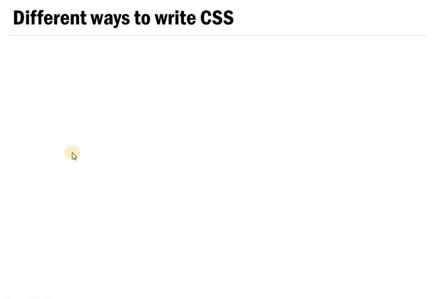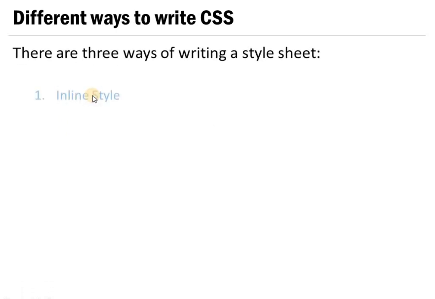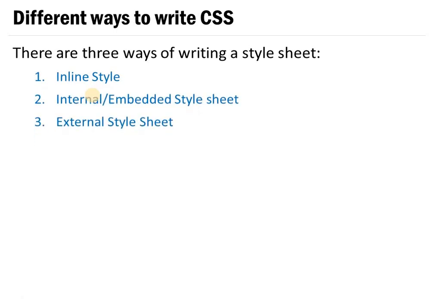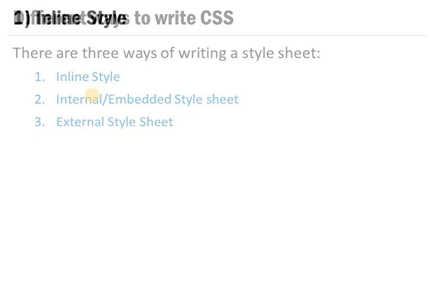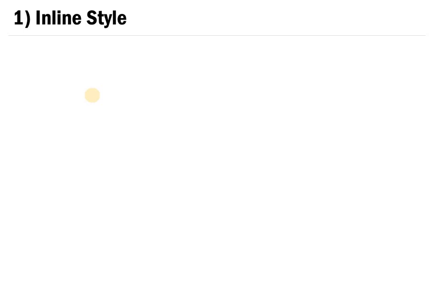Hello everyone. In this session of CSS, we are going to learn how to write your CSS code and integrate it into your HTML web page. So basically, there are three ways to write your CSS code: inline style, internal style, and external style sheet. So now, first, let us look at inline style.